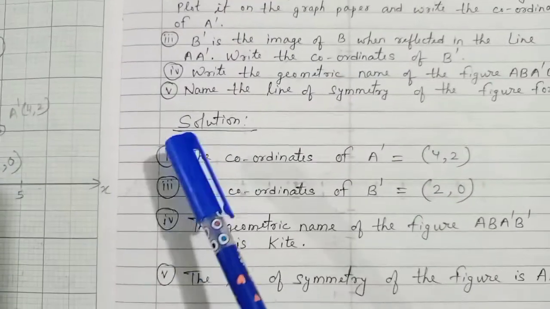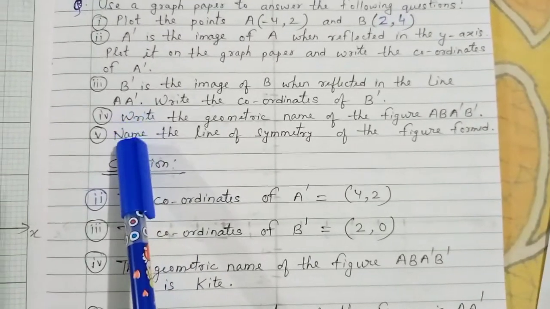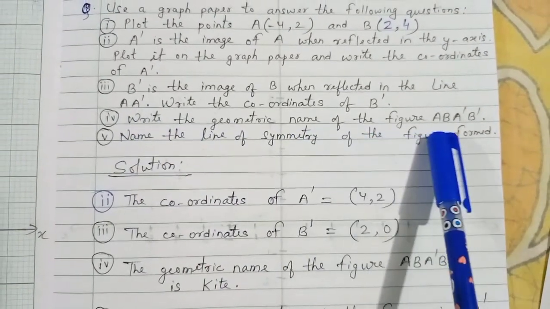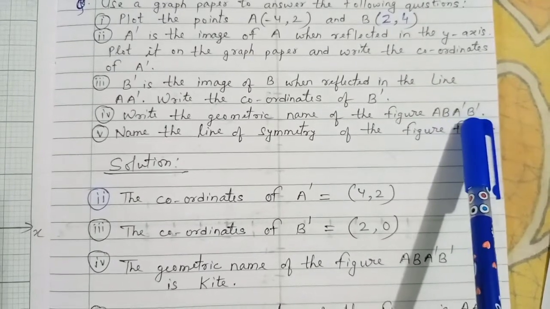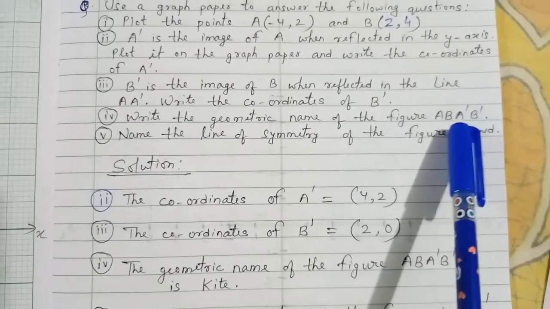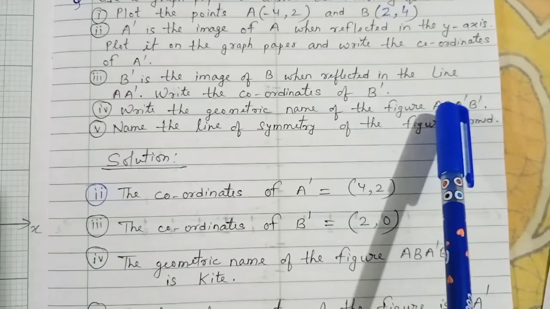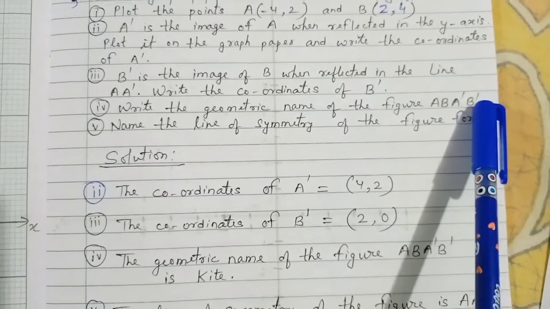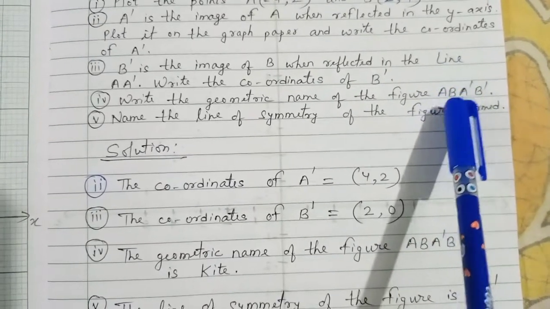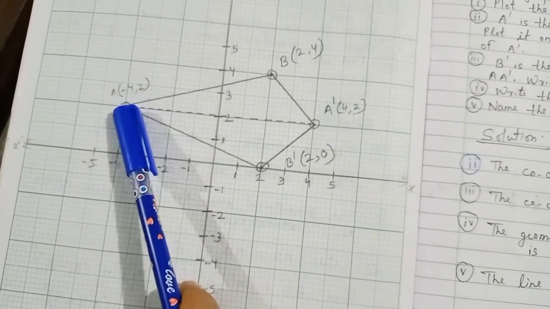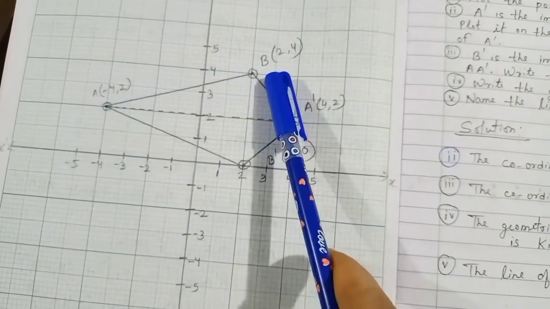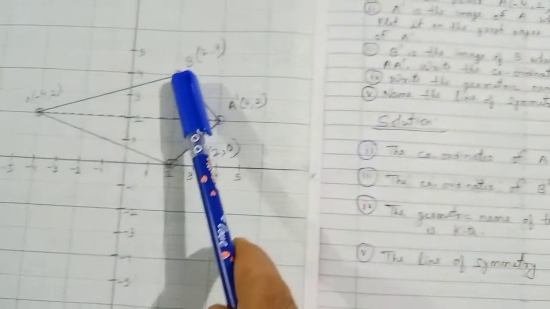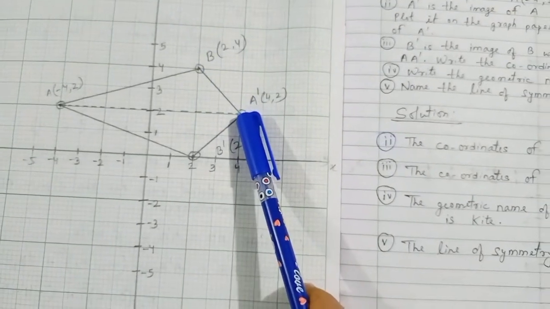Next one is, write the geometric name of the figure A, B, A dash, B dash. So now you will join all the lines. You will join A to B, B to A dash, A dash to B dash, and finally B dash to A. So first you join from A to B. Where is A? A is here. Then A to B, so this line is joined. Next, B to A dash. So from B you join to A dash.